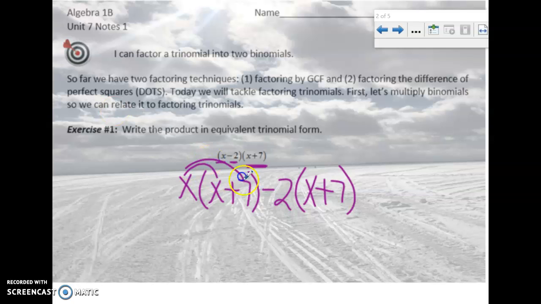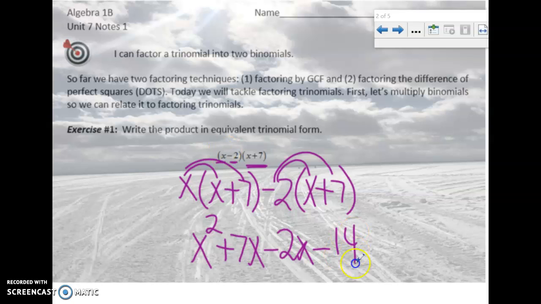So we pass the x out to both terms. Remember that x times x is x squared, x times 7 is 7x, and then we do negative 2 times x, negative 2x, and negative 2 times positive 7, a negative 14. So we end up with 4 terms.